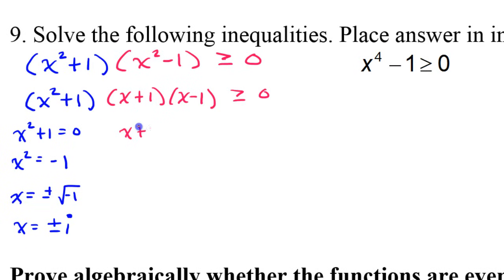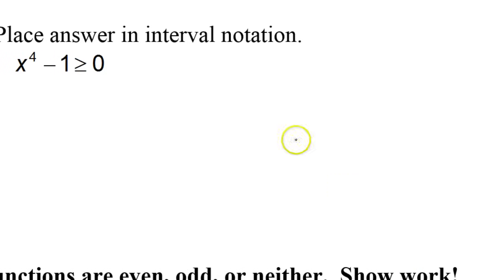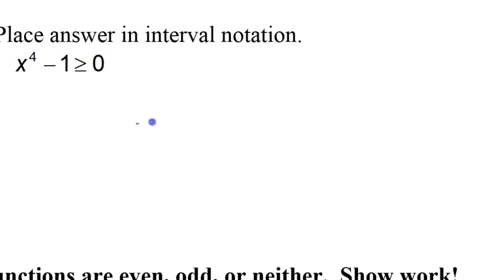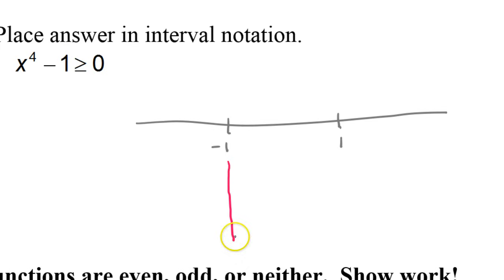If I set x plus 1 equal to 0, I get x equals -1. If I set x minus 1 equal to 0, then I have x equals 1. So x equals -1 and x equals 1. That's what will go on our number line. Okay, so here's -1 and here is 1. I'm going to make this little chart to keep me organized.